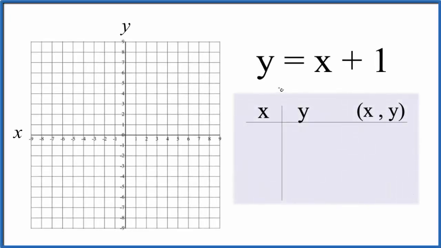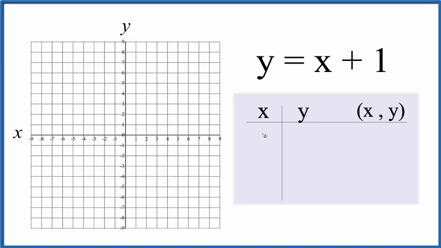In this video, we'll graph the linear equation y equals x plus 1, and we'll do it two ways. First, we'll plug some values in for x, find the corresponding y values, and plot those. Then we'll use the slope-intercept formula, y equals mx plus b, to check our work.